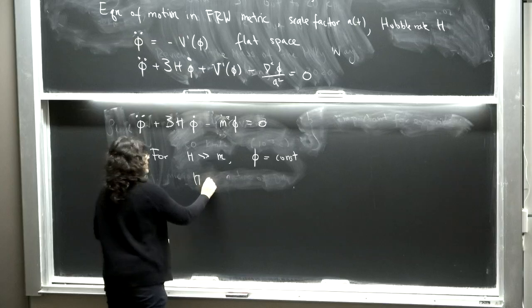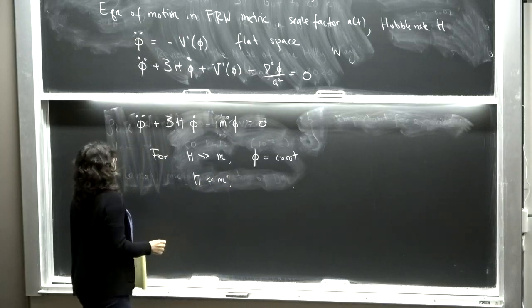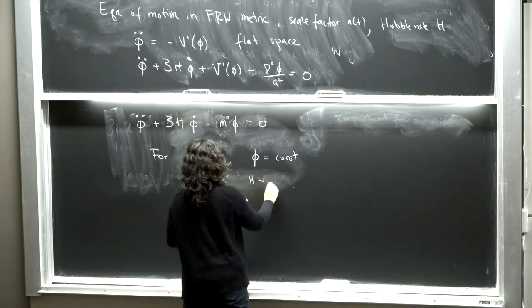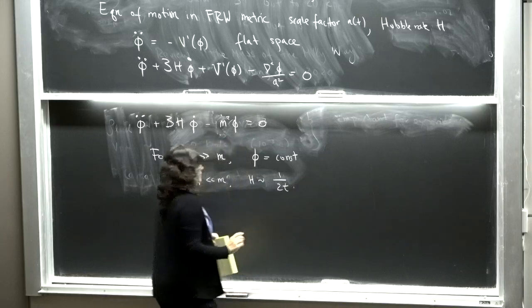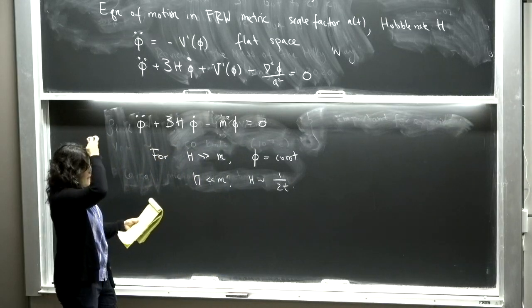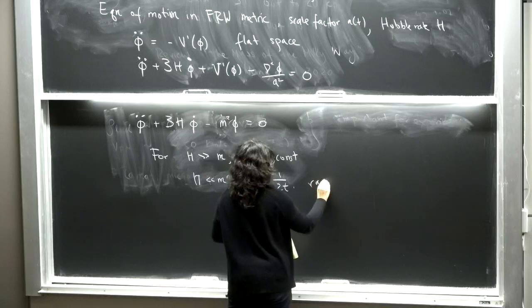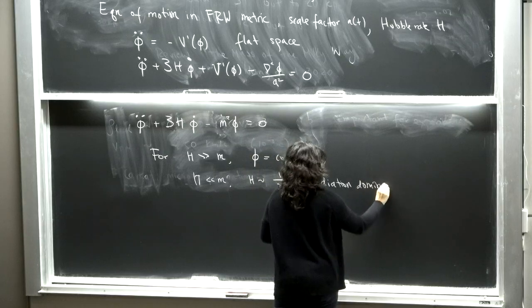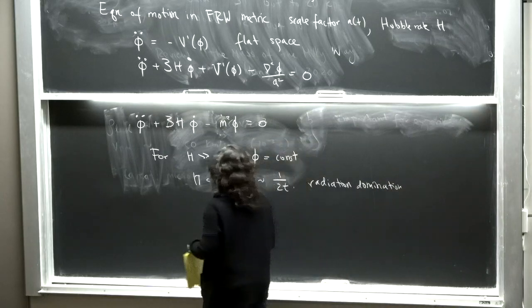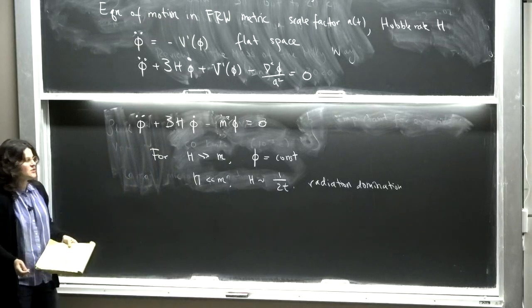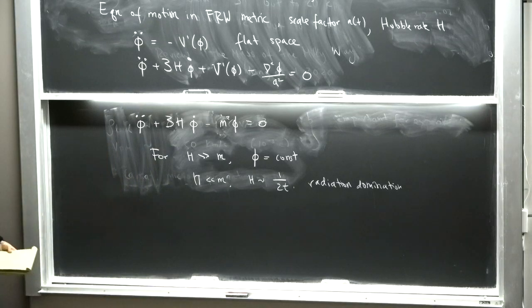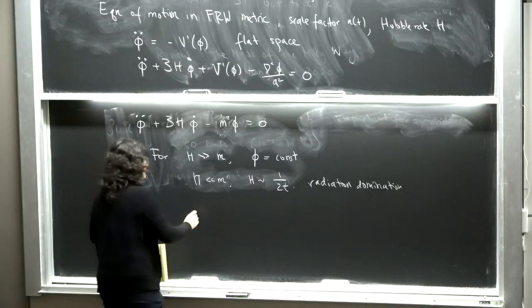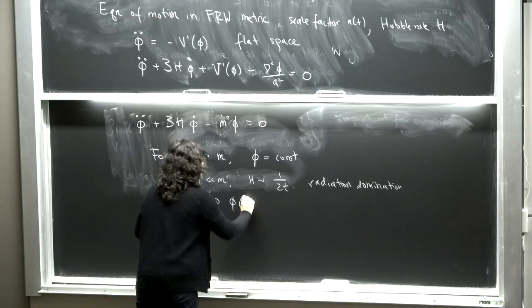For H much less than m, you can solve this equation using H equals 1 over 2t, as we derived on Monday during radiation domination. The axion better start acting like matter during radiation domination, because by the time it's matter domination, it should be matter. And then the solution is phi of t.